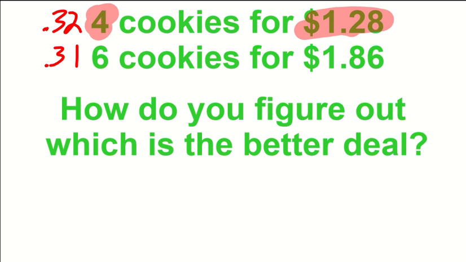Which one's the better deal? 6. The 6 cookies. If you're looking for which one's the better deal, you're looking for the one that is cheaper, okay? Lower price. So the 6 cookies would be the better deal.